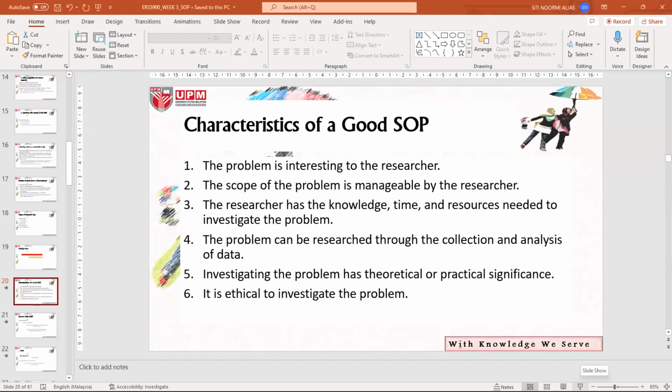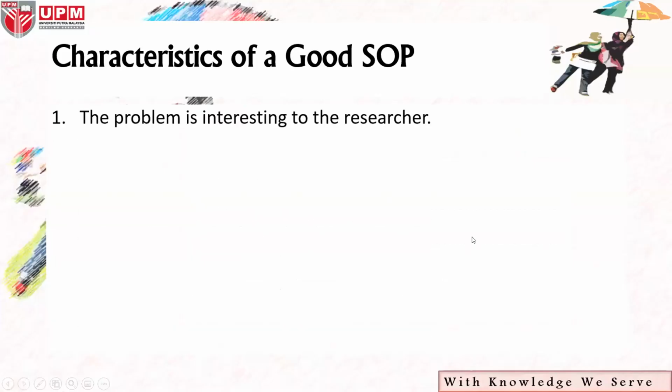Okay, so these are the characteristics of a good statement of problem. Okay, so first make sure the problem is interesting to the researcher. Ini yang saya selalu advise lah. Make sure the title or the study interest comes from the researcher, not from the supervisor. Okay, because you are the one who are going to conduct the study, not your supervisor. So make sure you have some attachment towards your study.